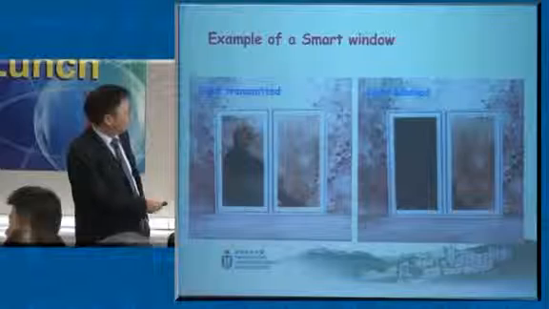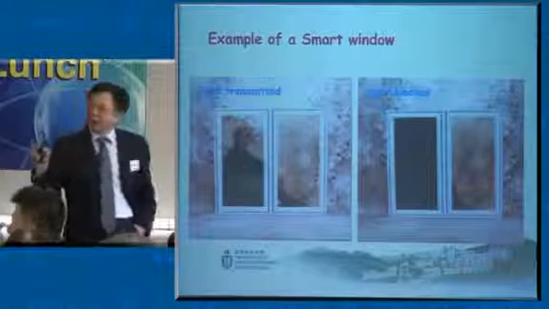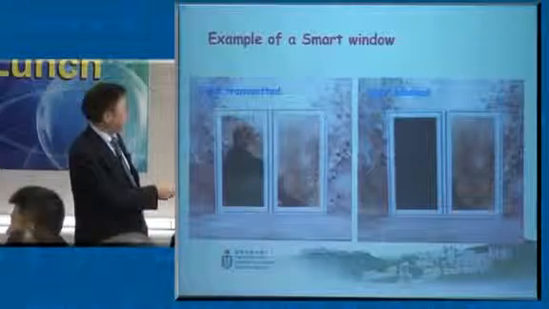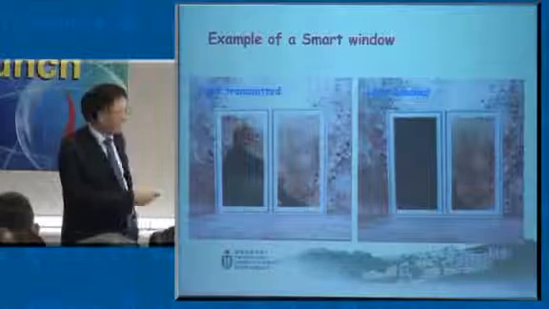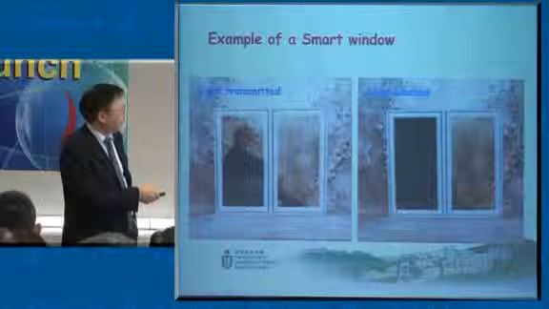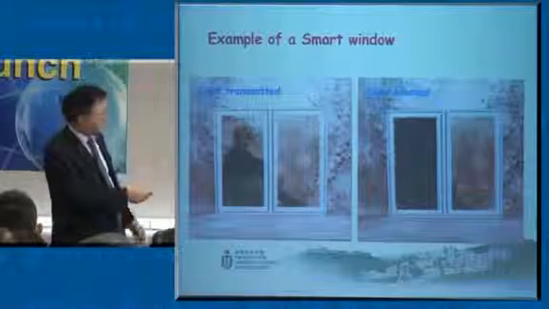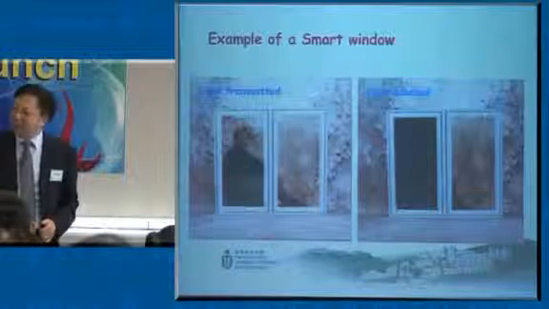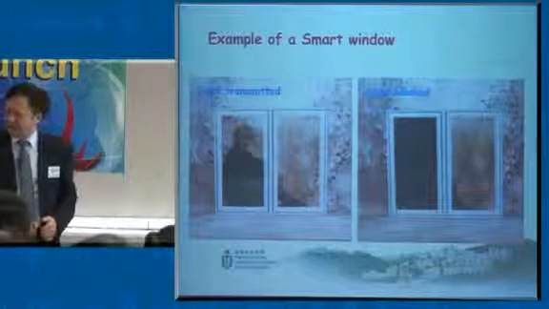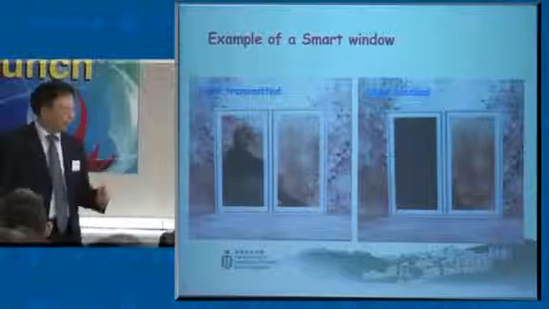It has two panels. With no electric field, no voltage applied, light can transmit, so it's transparent. However, if you apply an electric field to the left panel, it turns black. That means you can change from transparent to dark. We call it a smart window.